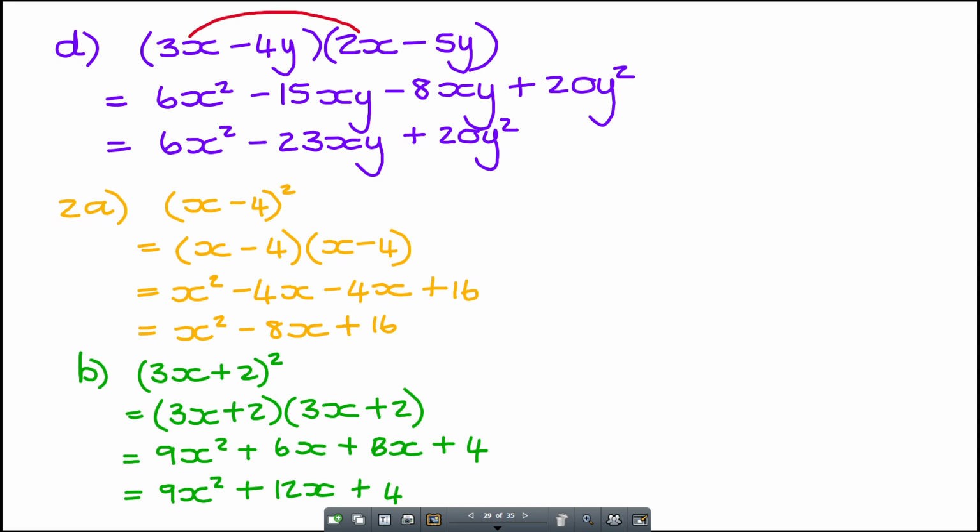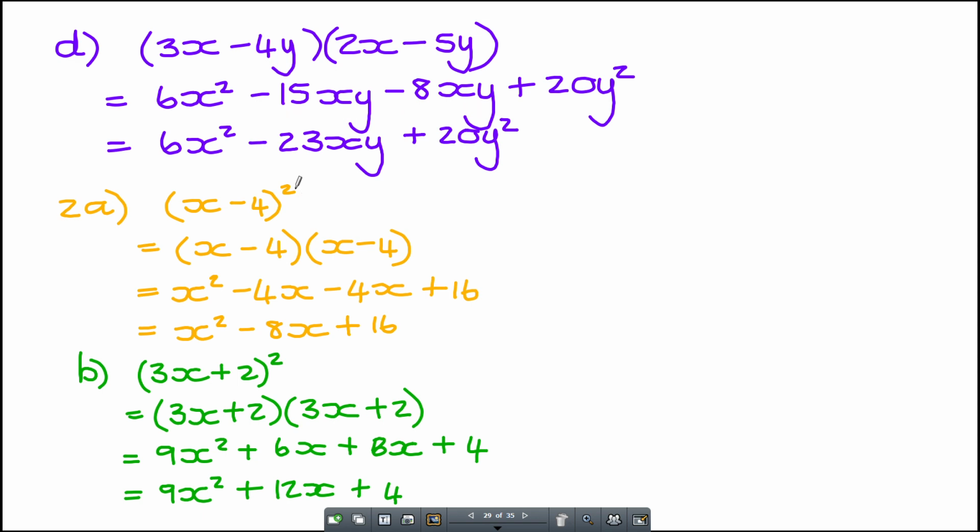3x times 2x, 6x squared. 3x times minus 5y gave me minus 15xy. These two multiplied gave me minus 8xy. And then multiplied gave me positive 10y squared. Okay, then from there on we look for like terms. You can see that the middle two both have xy as an unknown. So minus 15 minus 8 gave me the minus 23xy.